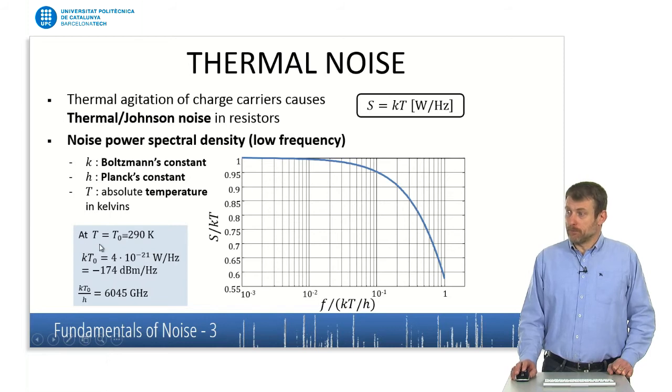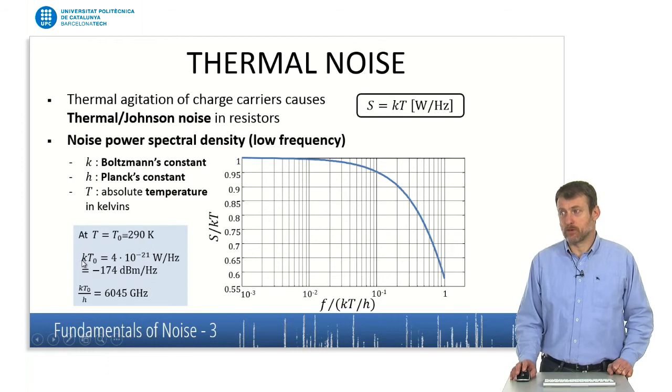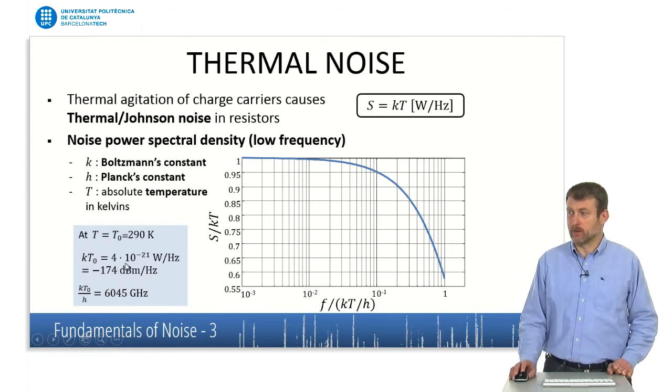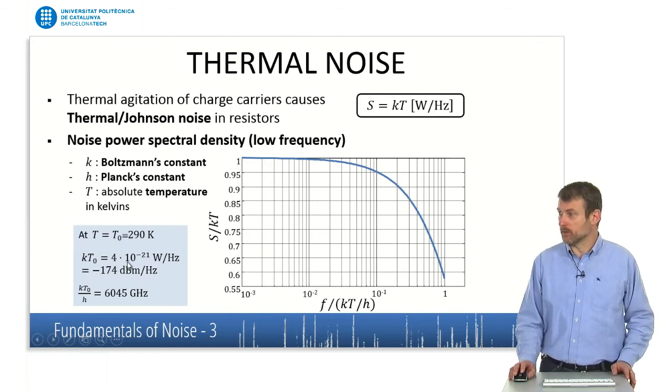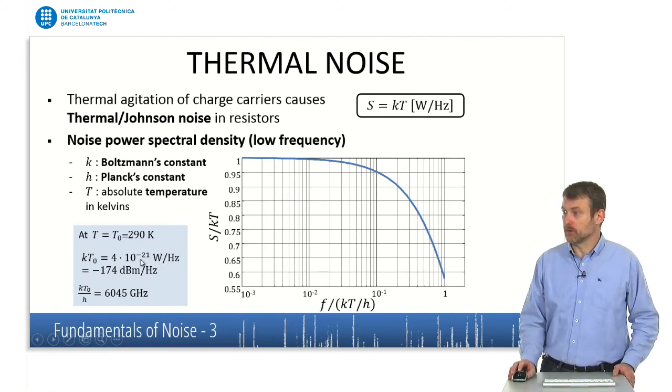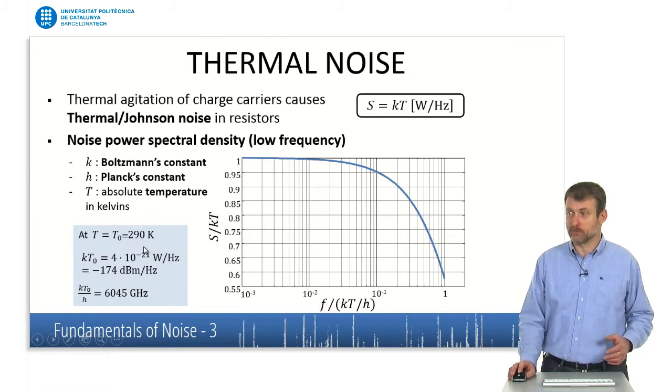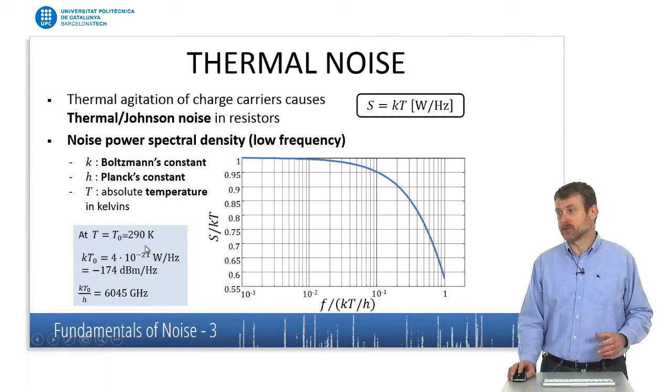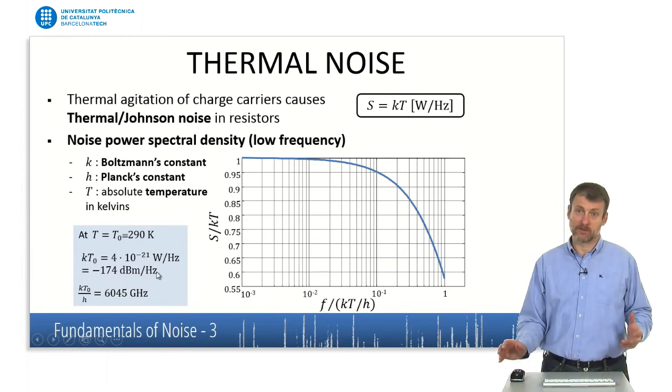If we pick the temperature to be 290 Kelvin, it turns out the product of k times the temperature is a number that's more or less easy to remember. It's 4 times 10 to the minus 21 watts per hertz. That's why this temperature, 290 Kelvin, was chosen as the reference temperature. It's a temperature that's reasonably close to room temperature, and on the other hand, this product kT0 gives a number that's easy to remember, right?